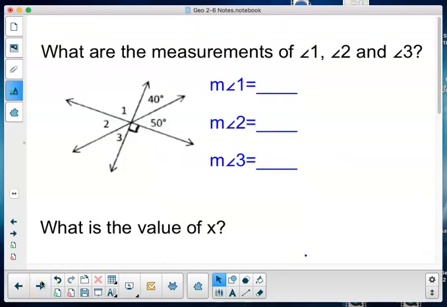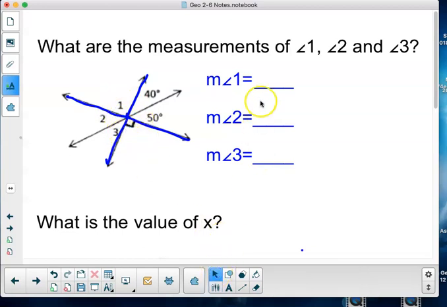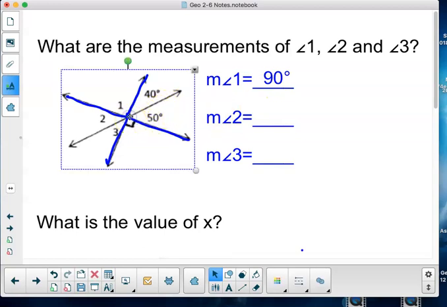Now let's go on to this next problem. I want you to find out what the measurements of angle 1, angle 2, and angle 3 are. Well, if you really pay attention to what's happening here, I've got opposite rays going on out here. Why am I talking about opposite rays? Opposite rays make vertical angles. So if 1 is opposite this right angle, that must mean that angle 1 is 90 degrees. Please use this idea of opposite angles to help you define what the measure of angle 2 and the measure of angle 3 are.